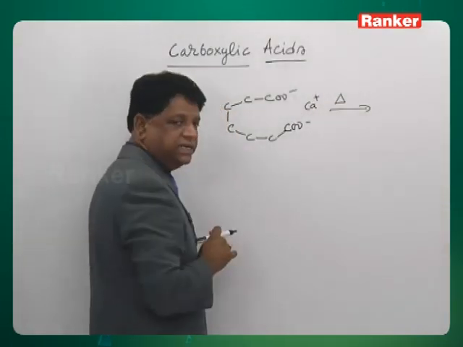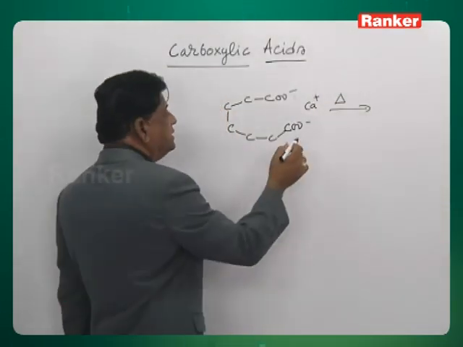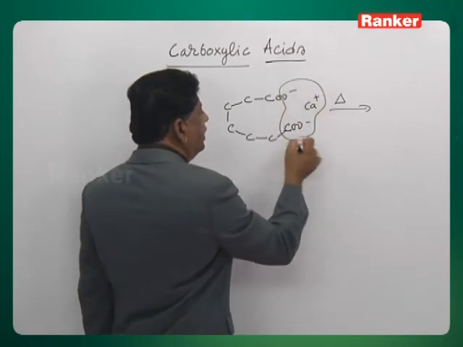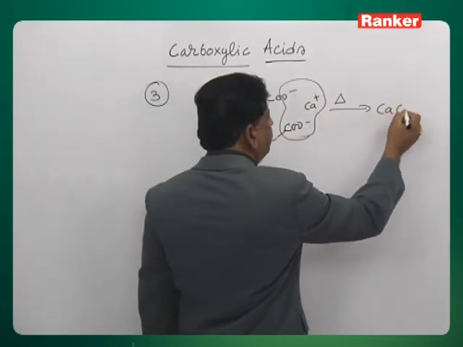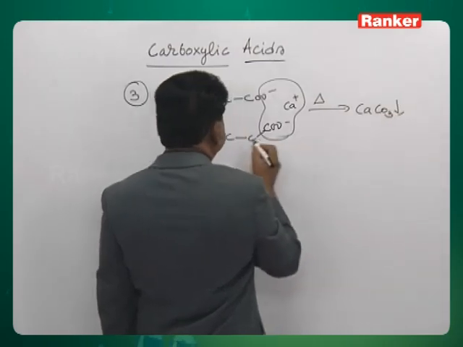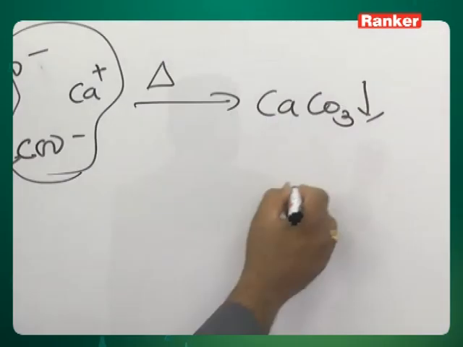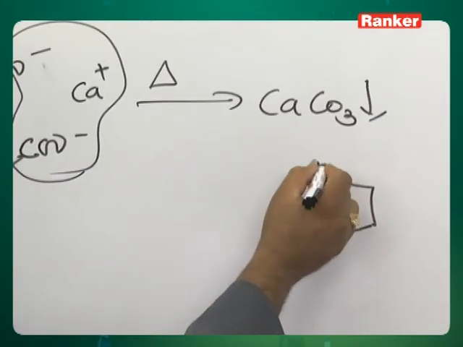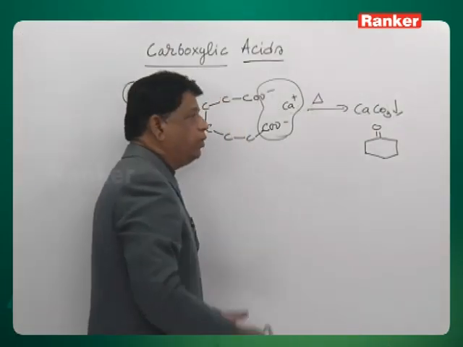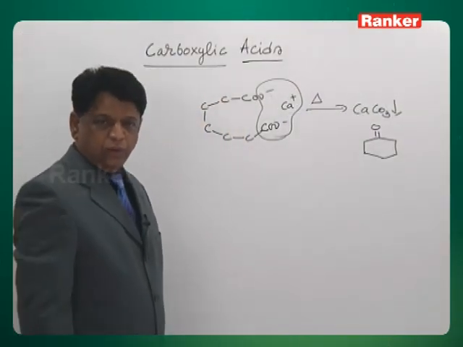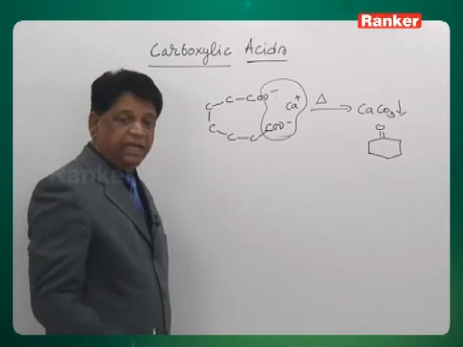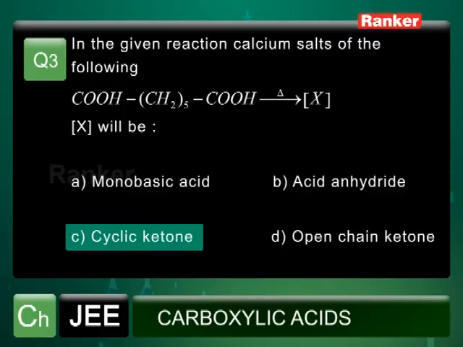This is what the reaction is asking, in which calcium carbonate will be left over in the flask, and this compound becomes a ketone. A 6-membered ring with a ketone, that is cyclohexanone, will be the answer. So the answer is the cyclic ketone, C is the right answer.